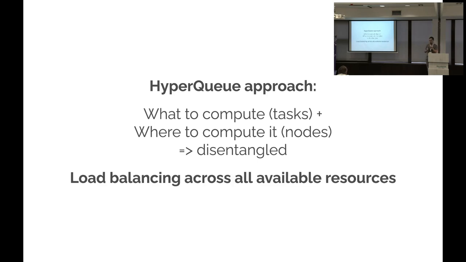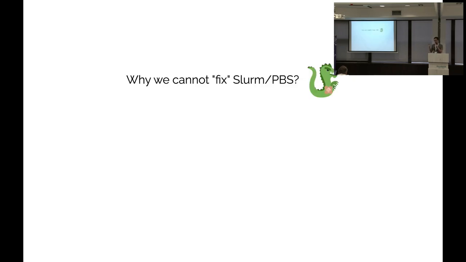And this gives you load balancing across all available resources, nodes, and allocations. OK. Maybe you are asking, why do we need a new tool? Why can't we just fix PBS and Slurm so that it can work with these scientific workflows, which are, I would say, quite popular to define computations these days?